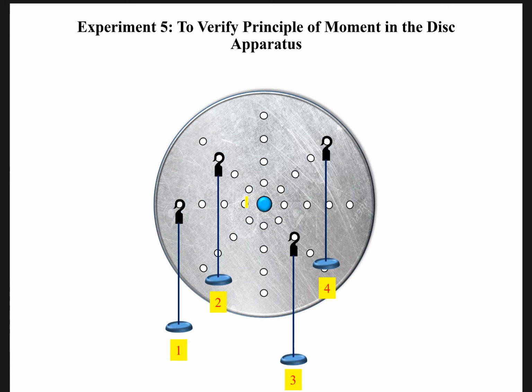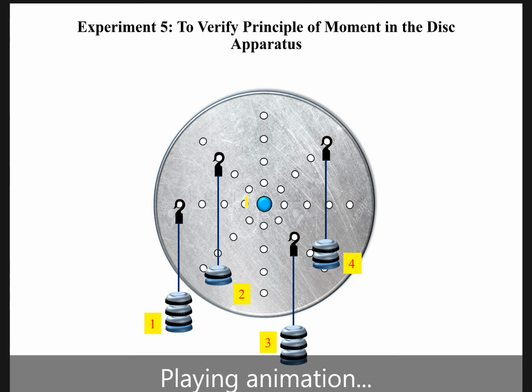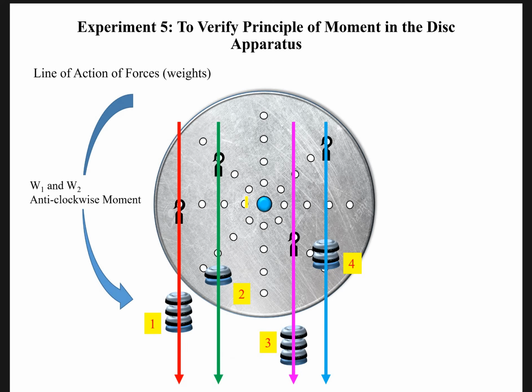And after that, you have to label each hanger either alphabetically or numerically. It's totally up to you. And then you have to place the weights on the hangers, and you have to balance it as well. Okay, so these are the lines of action of forces. W1 and W2 are causing an anti-clockwise movement, as you can see, and W3 and W4 would be producing a clockwise movement.